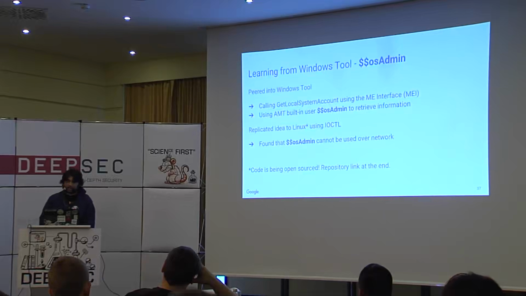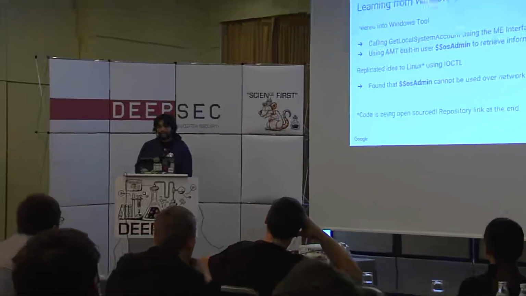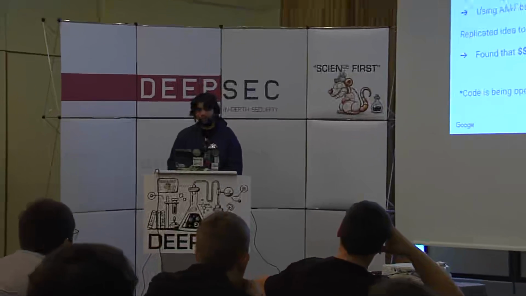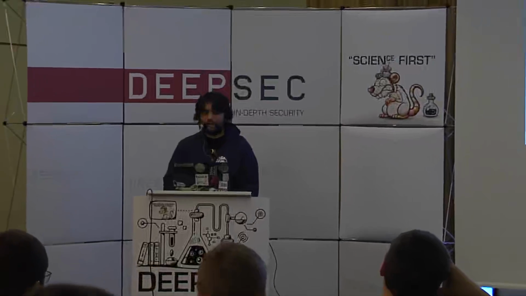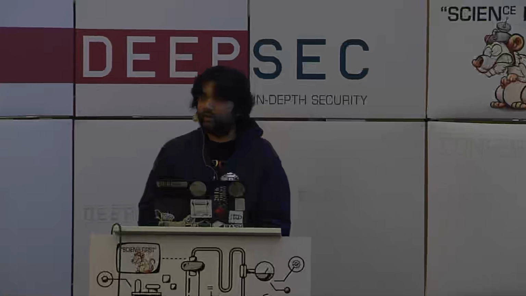And what I learned there was the limitation of the $OSAdmin account is it only works locally. So using the creds to call the AMT API over the network, as I was doing to this Linux machine that was sitting somewhere in the world, didn't work.